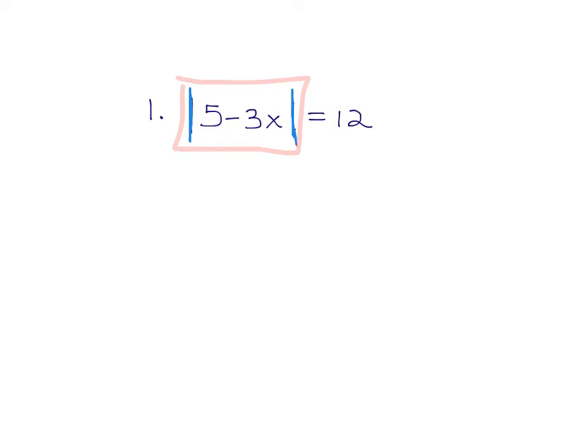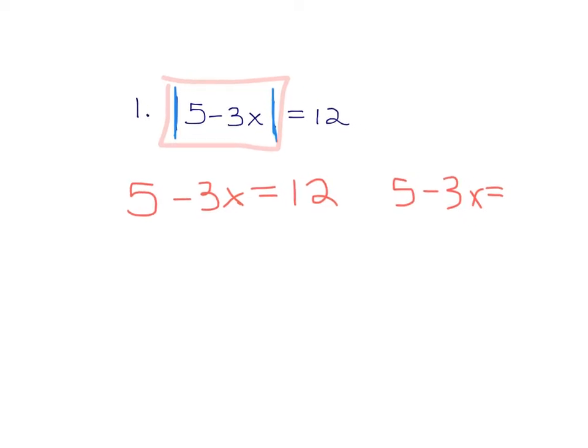So the two equations I'm going to use to solve are going to be 5 minus 3x equals 12. And then the other problem, or the other case that I set up to get my value of x, is going to be 5 minus 3x equals negative 12. So what's in the absolute value bar stays exactly the same. What I'm changing is what it equals. The first time I rewrite the problem the same way, I just take away the bars. The second time I change the answer and make it negative.